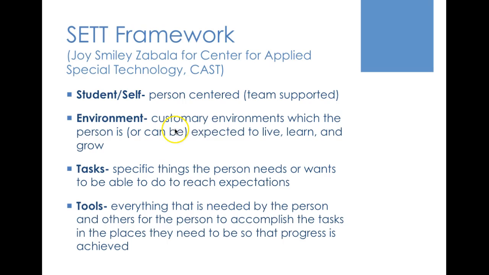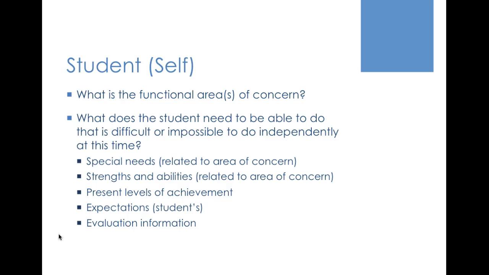The environment is the customary environment where the person is or can be expected to live, learn, and grow. So you're really thinking about future environments as well. The tasks are the specific things that the person needs or wants to be able to do to reach expectations. And then, of course, here's the big one, the tools: everything that's needed by the person and others for the person to accomplish the tasks in the places that they need to be so that progress is achieved.